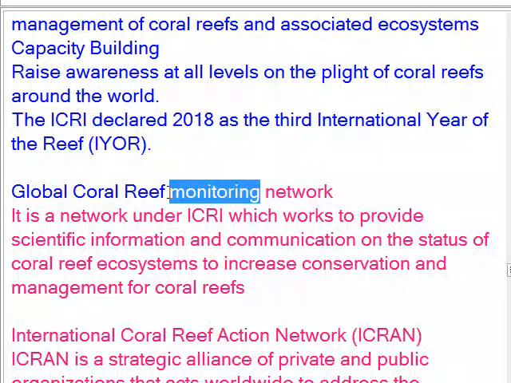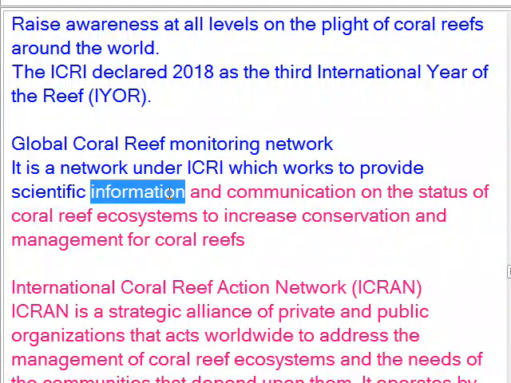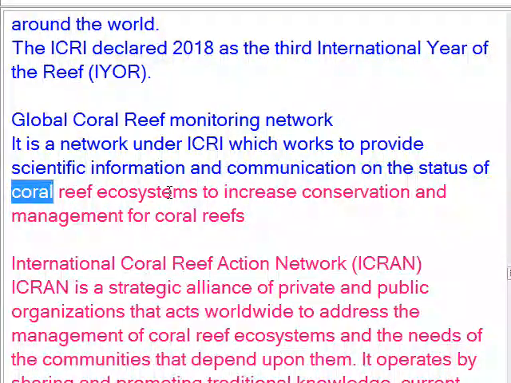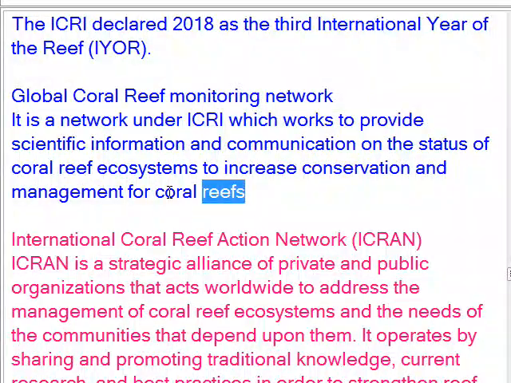Global Coral Reef Monitoring Network. It is a network under ICRI which works to provide scientific information and communication on the status of coral reef ecosystems to increase conservation and management for coral reefs.